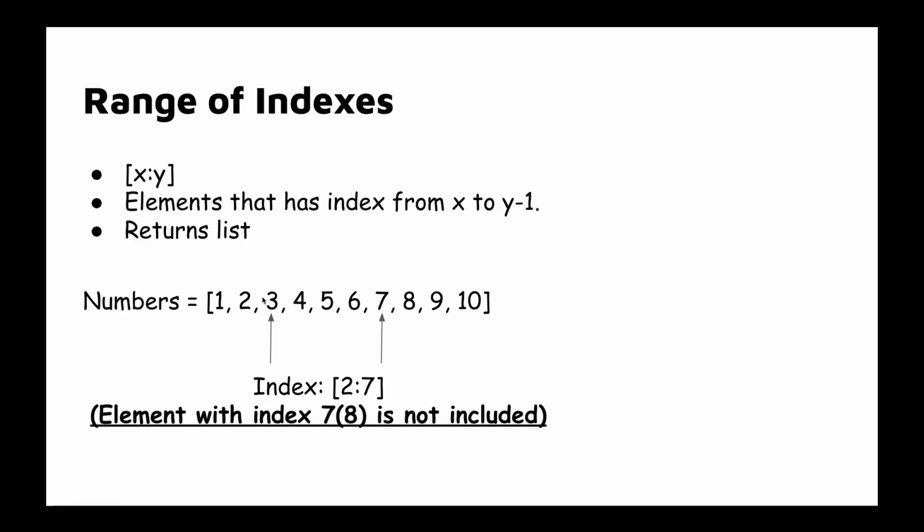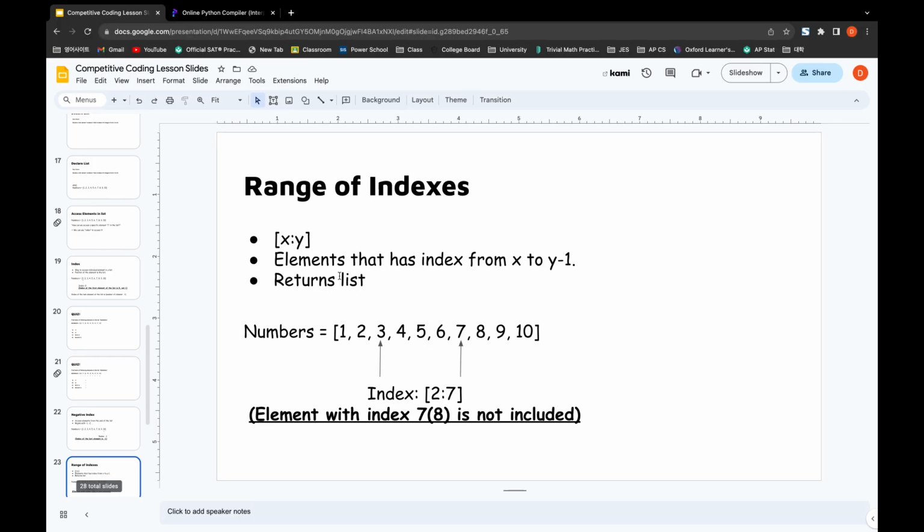For example, if you want to access the elements from 3 to 7, which have index of 2 and 6 respectively, we have to use index 2 colon 7. And the element with index 7, which is 8, is not included in the return value.